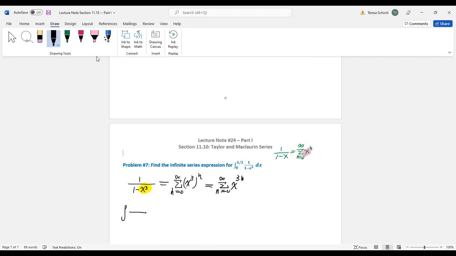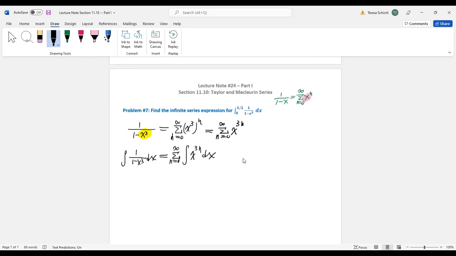Now I integrate both sides. I integrate 1 over 1 minus x cubed dx, and it will be similar when I integrate the right side, x to the 3n dx. This one becomes pretty easy because I know how to integrate x to the 3n. It will be 1 over 3n plus 1 times x to the 3n plus 1, plus c.